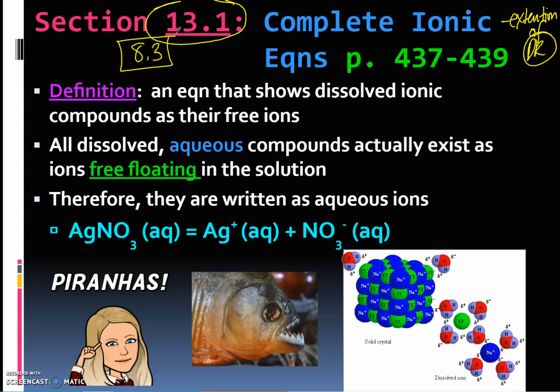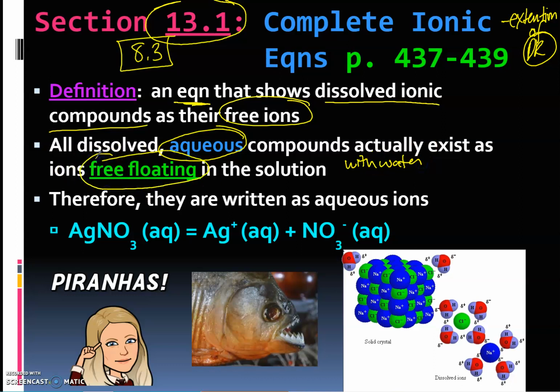Okay, so a complete ionic equation is going to show all of those dissolved ionic compounds as their ions. And it really has us looking at what this term aqueous means. Aqueous means a solution made with water. So what does the water do? The water allows for the ions to float around freely. So if you have AgNO3 aqueous, it's really the Ag plus ion floating around and the NO3 minus ion floating around.